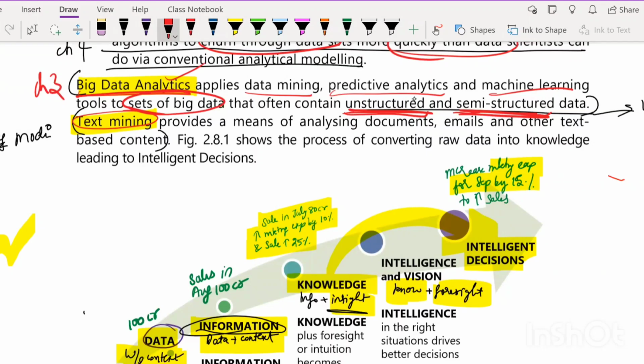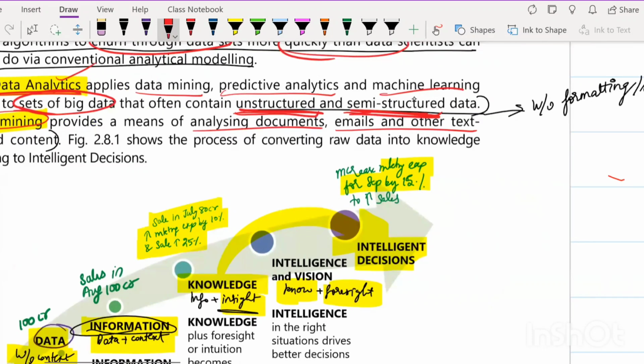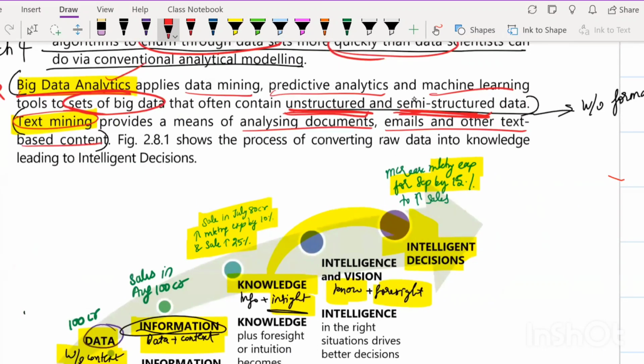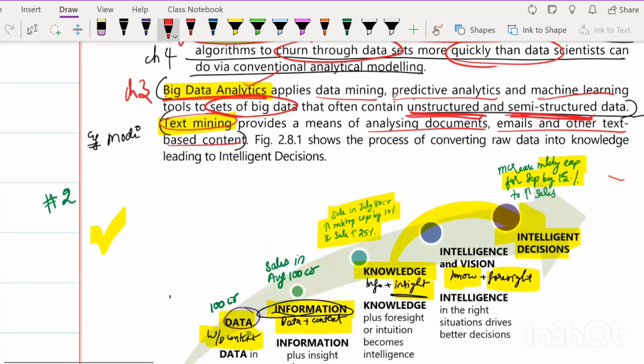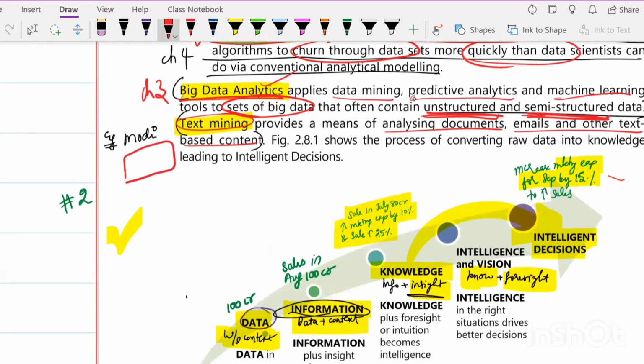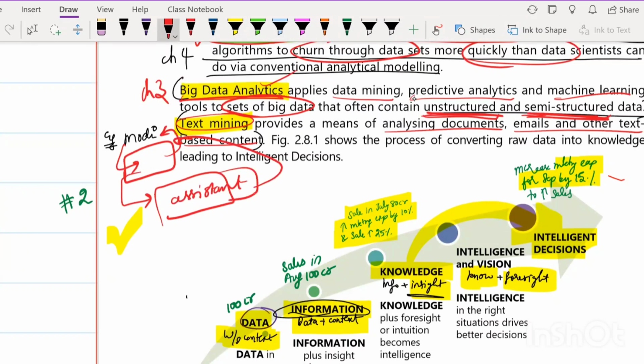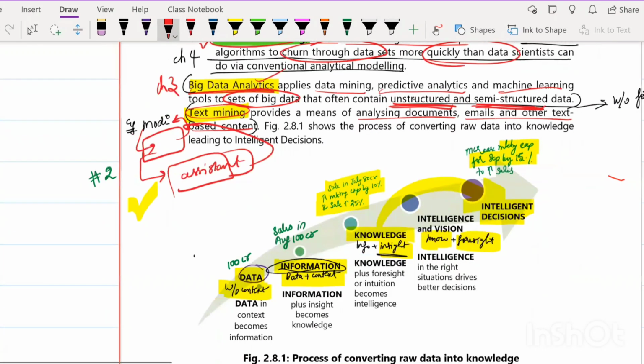What happens here is that it analyzes documents, emails, and other text-based content. Basically they will set up a system where Modi ji will say that whatever emails I've received, if it is an appreciatory email, just show it to me. If it is not an appreciatory email, show it to the assistant, so he can take out proper information from it and give it to me. Okay, so like this, they can do text mining, filter out messages, and use the data to their convenience. So that was text mining.